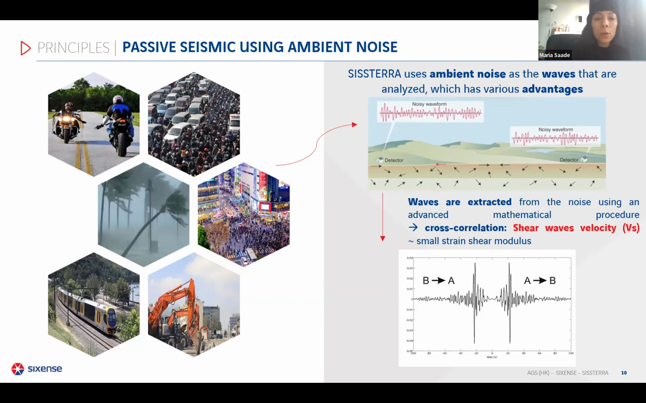So our observable, or the parameter that we measure, is the shear wave velocity. That is a physical parameter that can give us a lot of information about the quality of the soil, and that is related to the shear modulus, from which we can compute the geotechnical modulus.